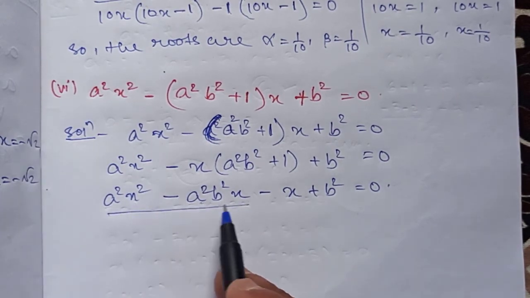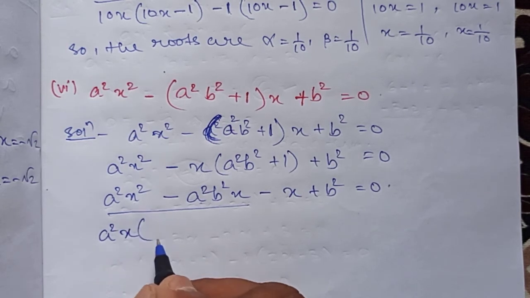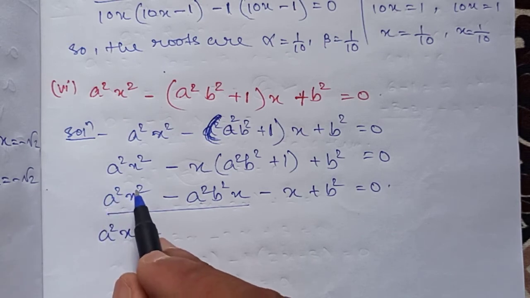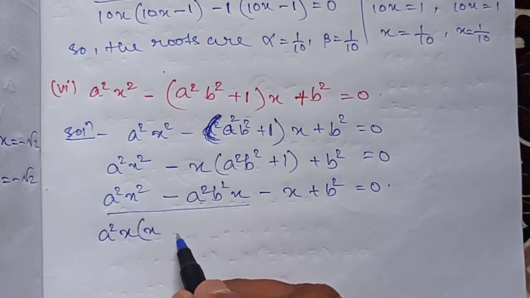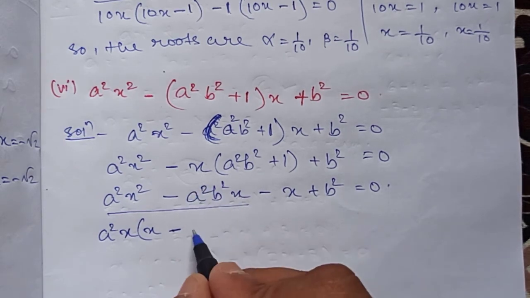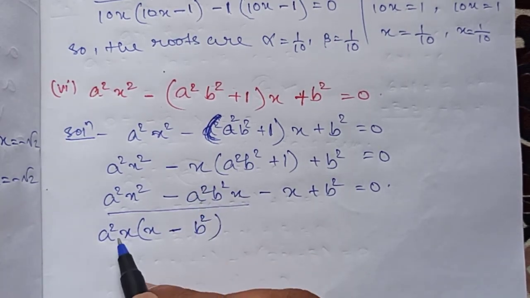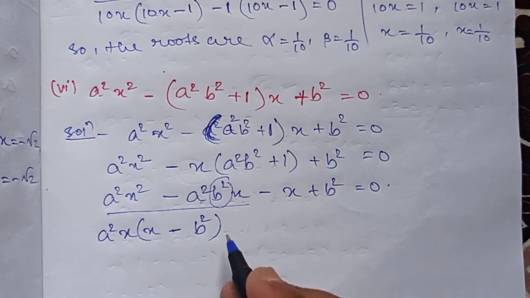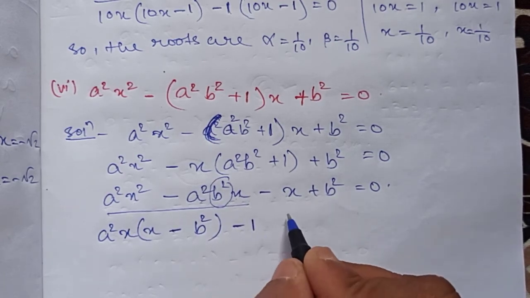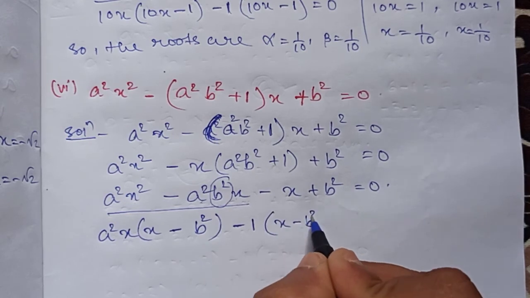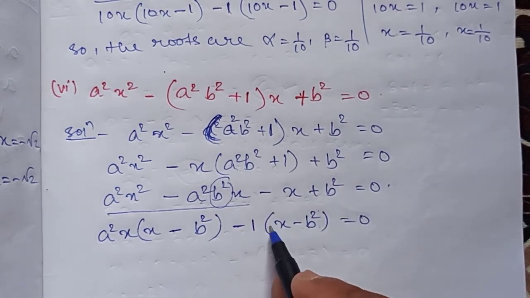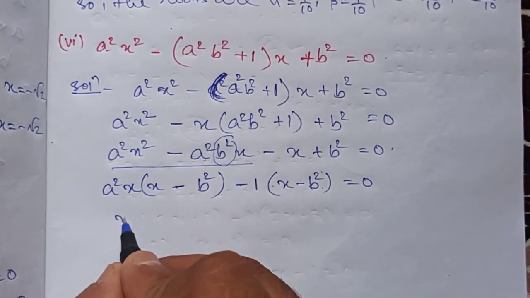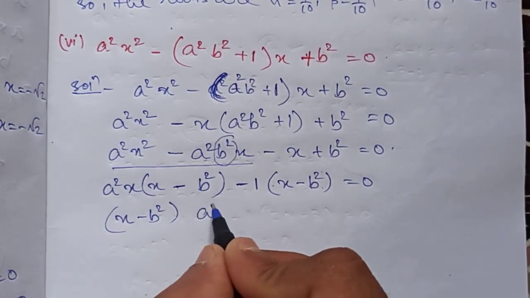A square x is common, so I am taking out a square x outside. X into x is x square, so from here a square and x have been taken out. Minus a square is gone, x is gone, so what is left? Only b square. Now from the other two terms nothing is common, so just write minus 1 outside, x minus b square equals 0. Minus plus minus, minus minus plus. So these two brackets are the same, write 1 and write these two terms together.